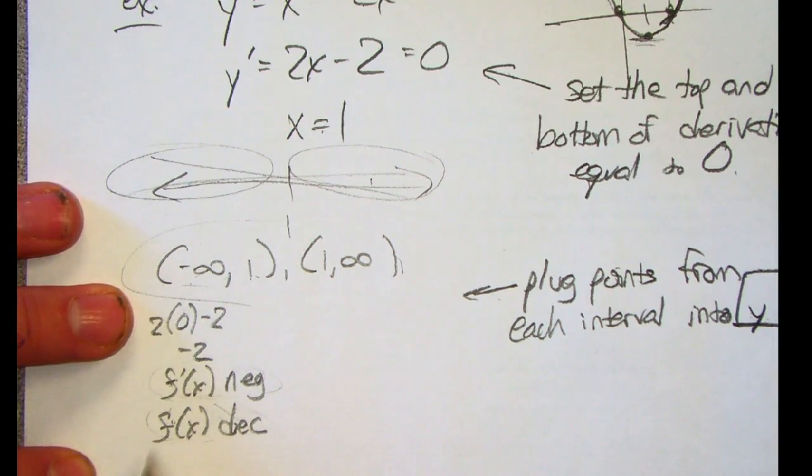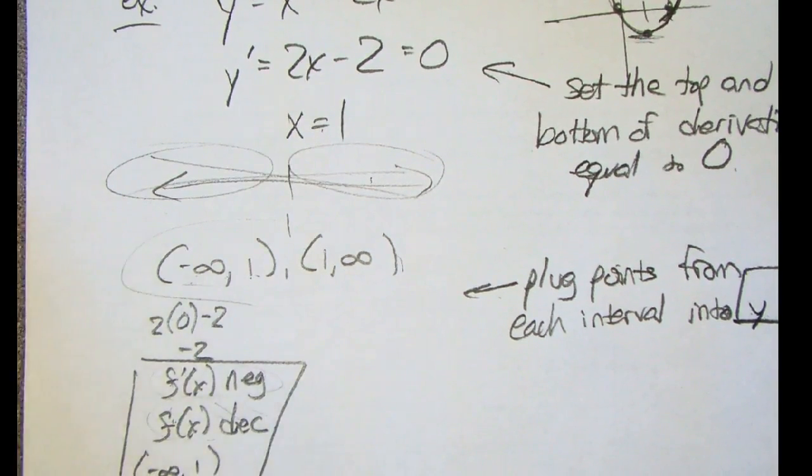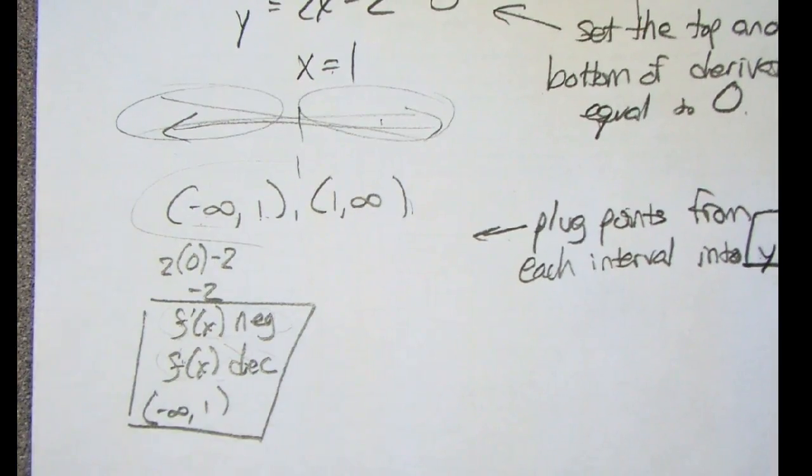So this is true all the way from negative infinity to 1. So that's part of your answer. Where's the graph decreasing? Right there, negative infinity to 1.